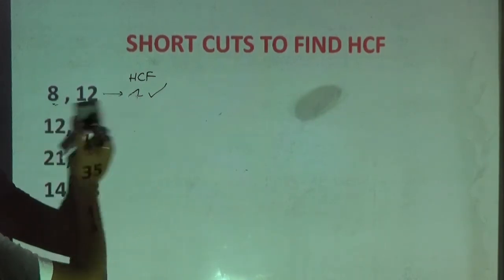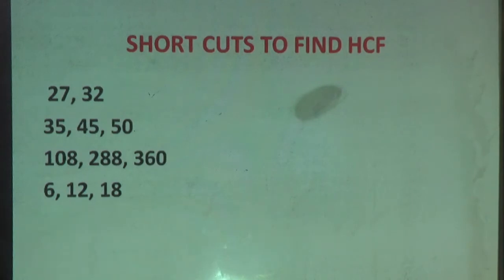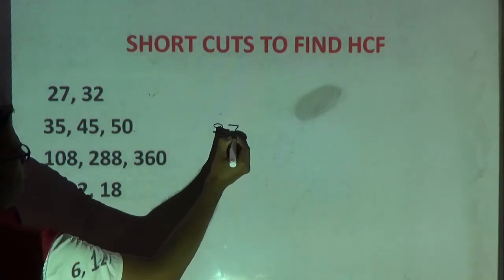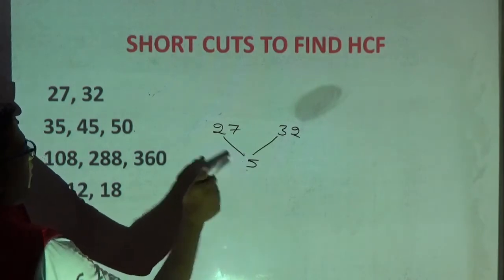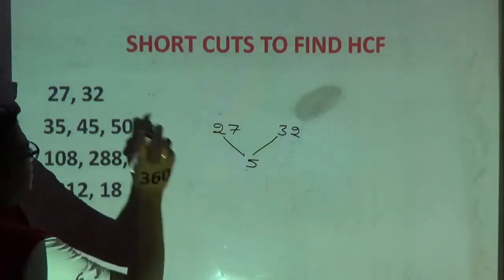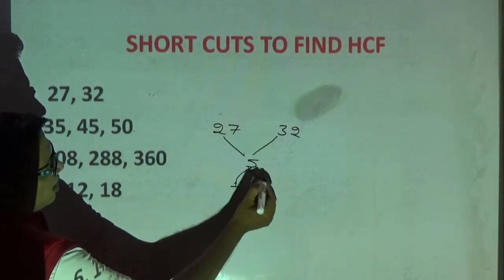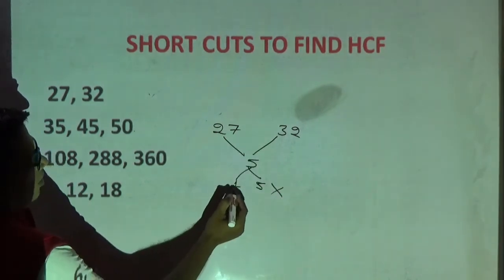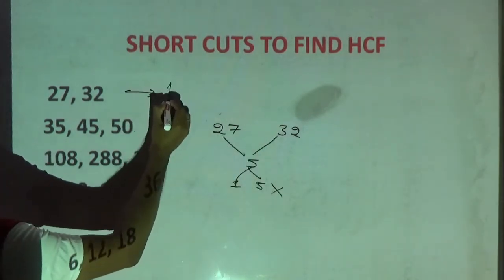I will go for a few more examples. Now, I need to find out HCF of 27 and 32. Now see here, 27 and 32. What is the difference? 5 is the difference. Can you divide 27 by 5? No. Can you divide 32 by 5? No. Therefore what are the factors of 5? 1 and 5. I already told you that 5 cannot divide. Therefore 1 is the only common factor. The HCF for these two is 1.